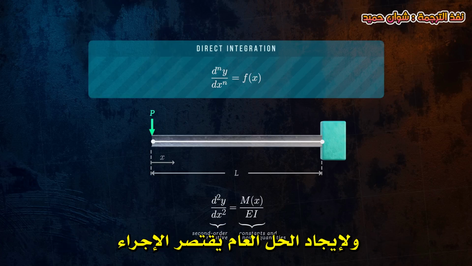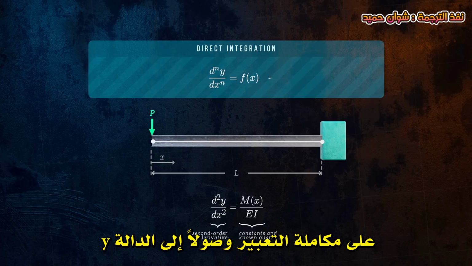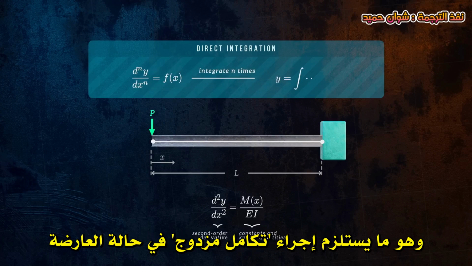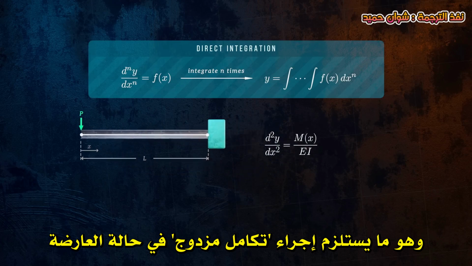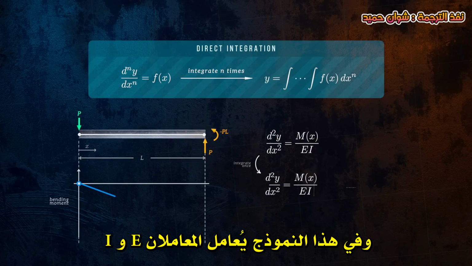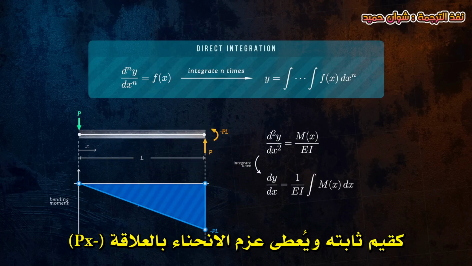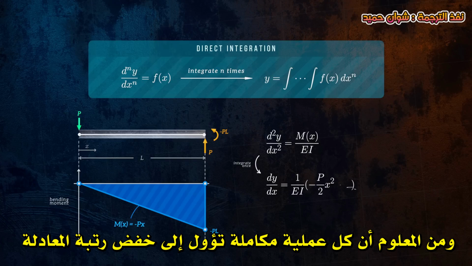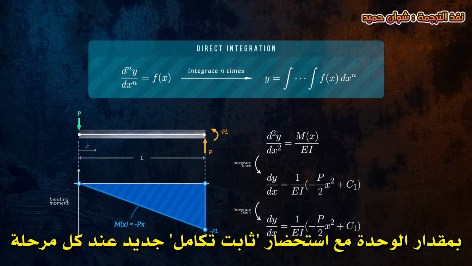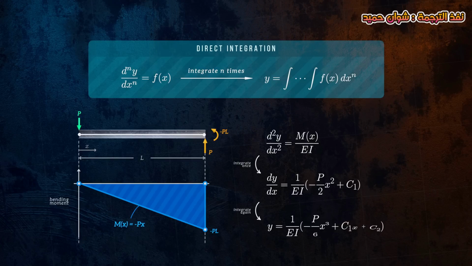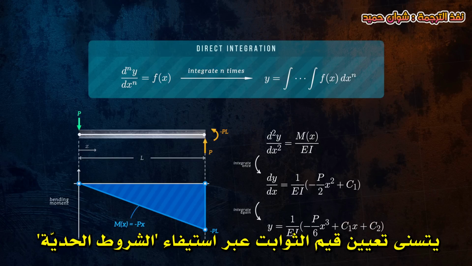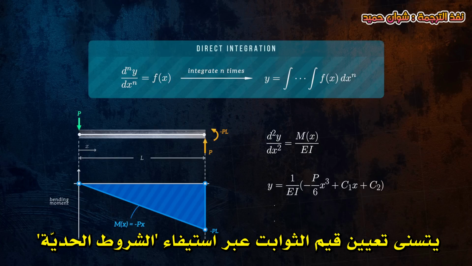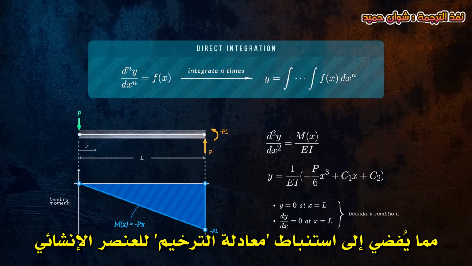To solve the equation, all we need to do is integrate until we obtain y. For the beam equation, that means integrating twice. For this example, E and I are constants, and the bending moment is equal to minus p times x. Each integration reduces the order by 1 and introduces a constant of integration. The constants can be found by applying the boundary conditions. This gives us the deflected shape of the beam.